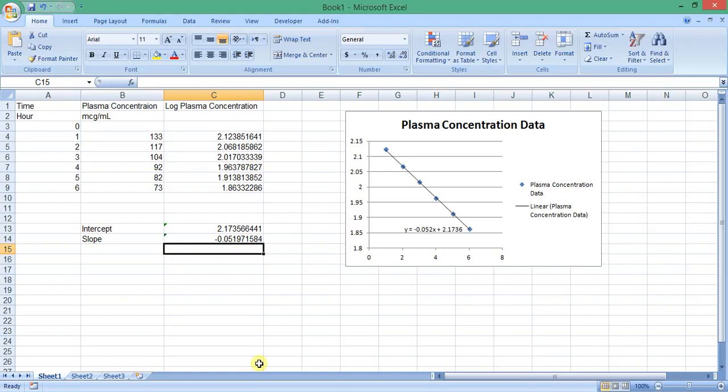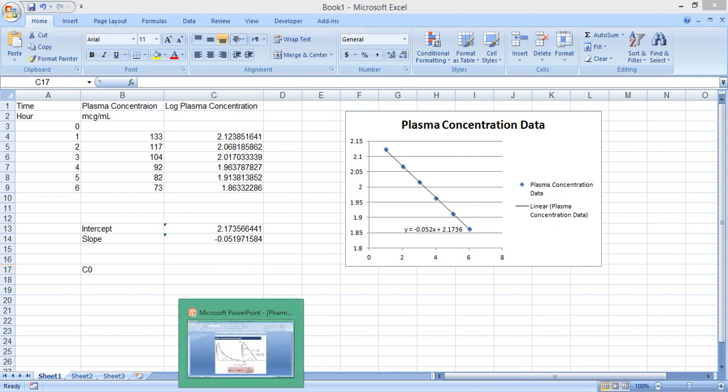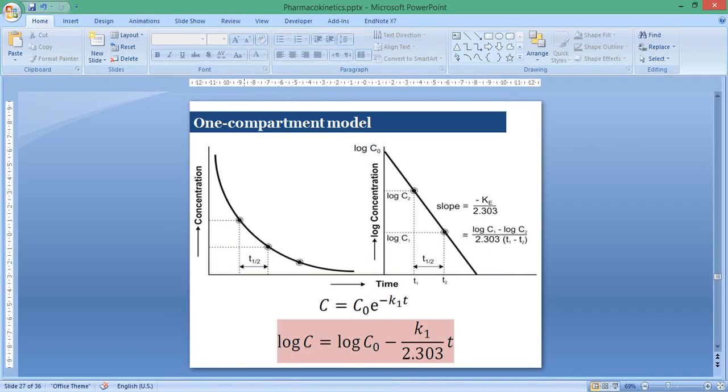Now we will calculate the pharmacokinetic parameters from this information. First, let's calculate the concentration at 0 time. As explained earlier, the intercept equals log the concentration at 0 time. So the concentration at 0 time equals 10 to the power of the intercept.